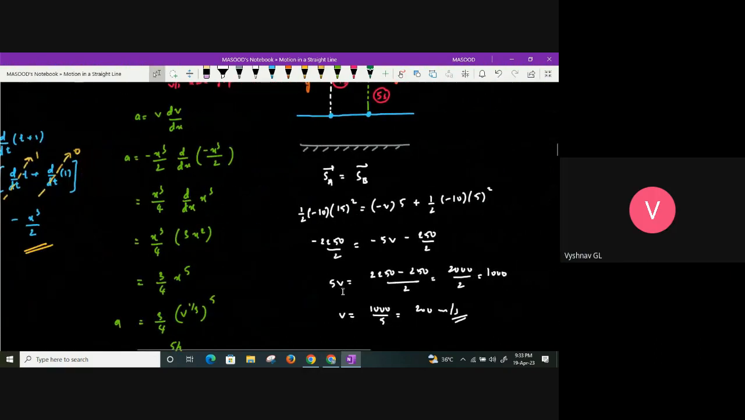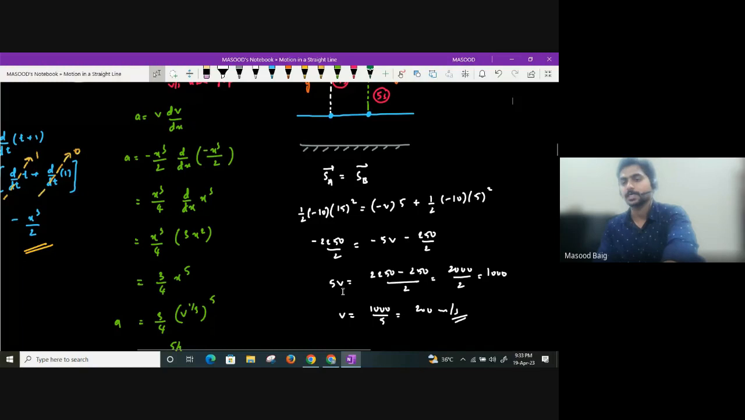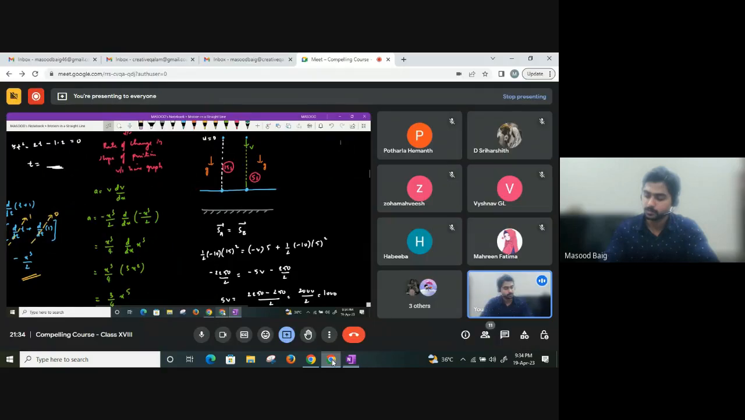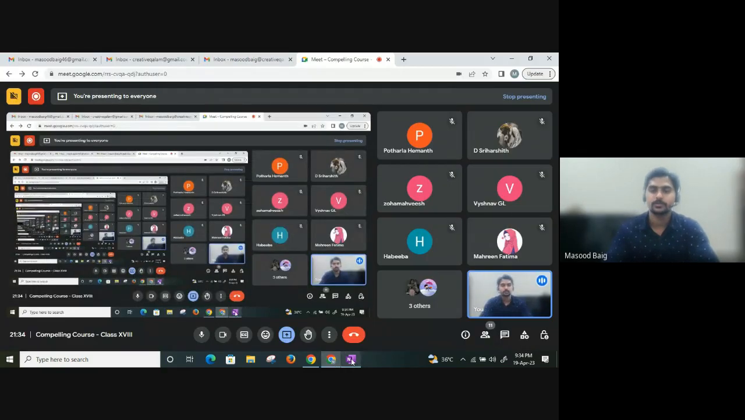Yes. One object is thrown. 10 seconds later, another object is thrown. Both are meeting after 15 seconds. It means the first object has traveled for 15 seconds. The second object has traveled for only 5 seconds, guys. So during the time interval, displacement covered by both the objects is the same. Understood, everyone?